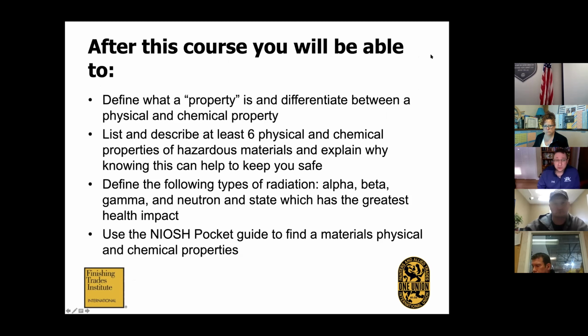So after this course, we're going to be able to define what a property is and differentiate between a physical and a chemical property. List and describe at least 6 physical and chemical properties of hazardous materials, and explain why knowing this can help you stay safe. Define the following types of radiation: alpha, beta, gamma, and neutron, and state which has the greatest health impact. And then use the pocket guide to find material, physical, and chemical properties.